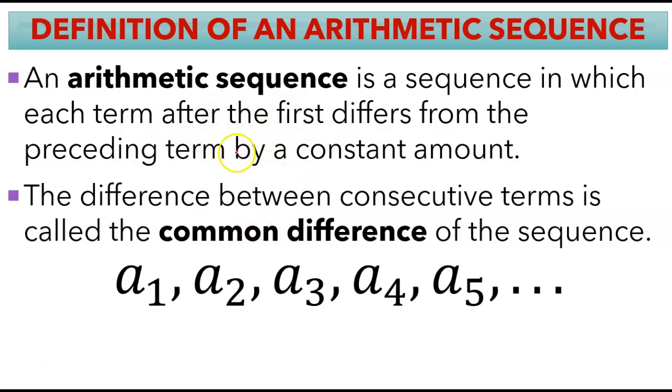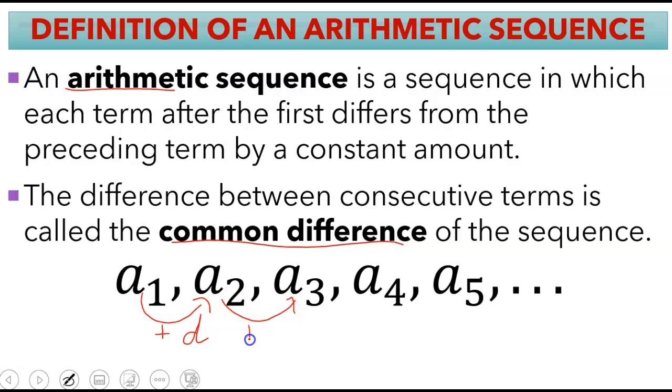So arithmetic sequence, from the name, goes by addition. You add a common difference to get to the next term. From A1 to A2, we add a common difference, for which we use the variable d. To go from A2 to A3, we add a common difference. To go from A3 to A4, we add a common difference. To go from A4 to A5, we add a common difference, and so forth.